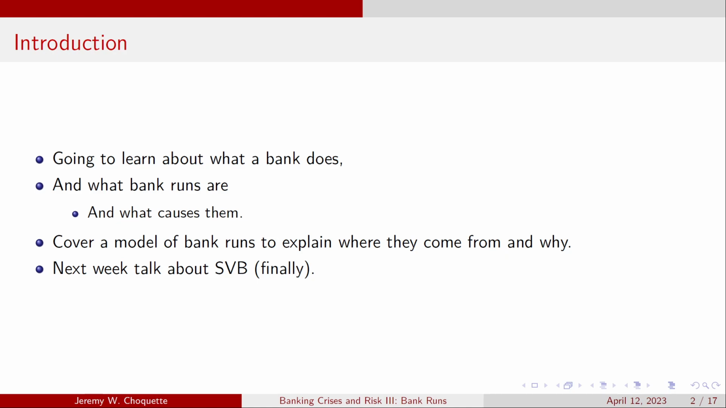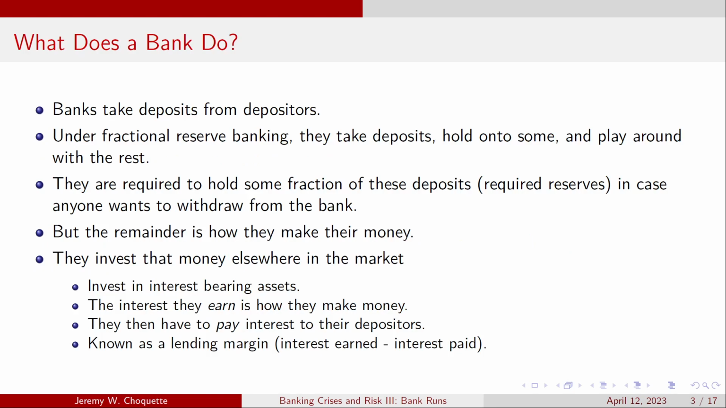Then we're going to be talking about what bank runs are and what causes them, and then some of the implications around bank runs. And we're going to do so via a model of bank runs to try to explain where they come from and why. And then next week, we'll finally get on Silicon Valley Bank.